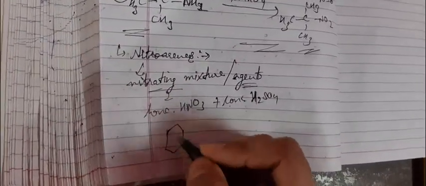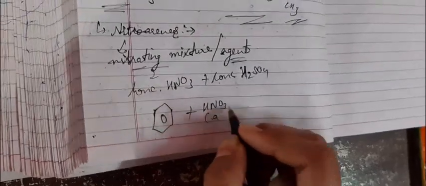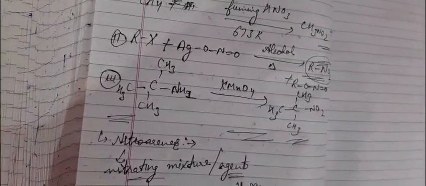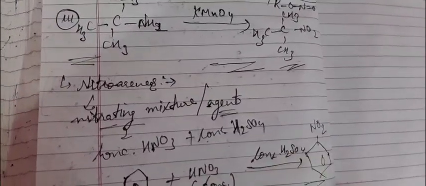Suppose we take an aromatic compound such as benzene, treating it with concentrated HNO3 in the presence of concentrated H2SO4, we will get our required nitroarene. Here in this particular case, the required nitroarene is nitrobenzene, plus water as side product.